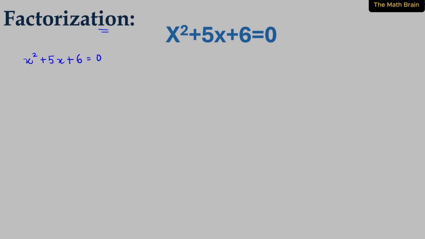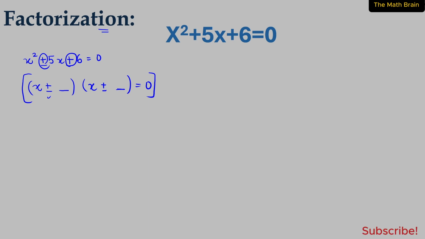Now to find the factors of the given equation, we have to write the term as x plus or minus the number, x plus or minus the other number is equal to 0. So these are going to be the factors. This plus or minus depends on the signs given in the equation, right? So how can we find these numbers? It depends on this number.